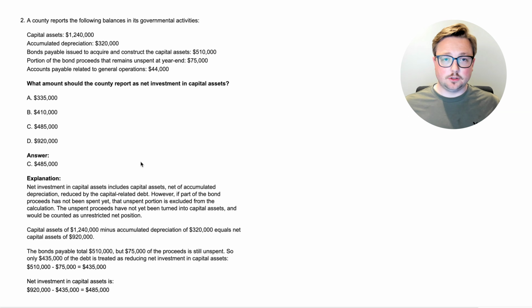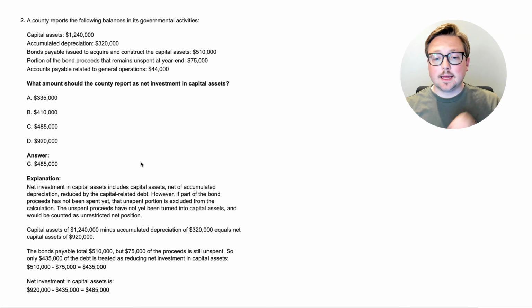Now let's go over this to help you understand how we even get to that point. Net investment in capital assets includes capital assets net of accumulated depreciation and then reduced by the capital-related debt. So any debt that they used to get the capital is going to be subtracted from the capital assets when it comes to net investment in capital assets. However, if part of the bond proceeds or whatever proceeds they were for the debt have not been spent yet, that unspent portion is excluded from the calculation. The unspent proceeds have not yet been turned into capital assets and would be counted as unrestricted net position.